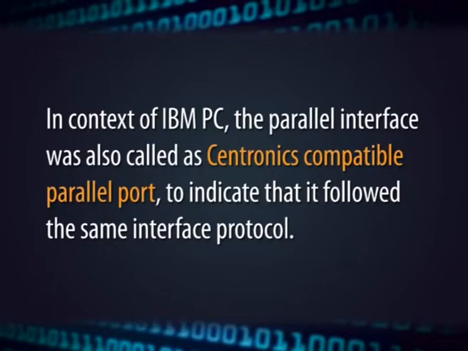In 1981, IBM preferred this interface as an alternative to the slower one-bit-at-a-time serial interface for connecting printers. In the context of the IBM PC, the parallel interface was also called the Centronics Compatible Parallel Port to indicate that it followed the same interface protocol. In all names, it is still essentially a parallel interface.